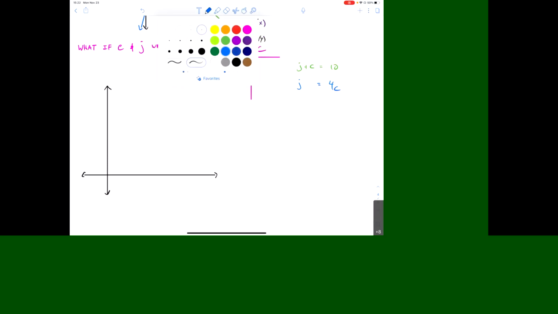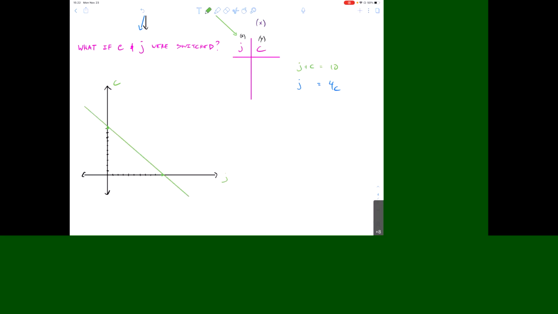Now the good thing is that the green one will stay the same. You got 1, 2, 3, 4, 5, 6, 7, 8, 9, 10. 1, 2, 3, 4, 5, 6, 7, 8, 9, 10. Since the green equation doesn't care about the orientation of J being down here and C being up there, it's going to stay the same in terms of being this long triangular shape of being the hypotenuse here.